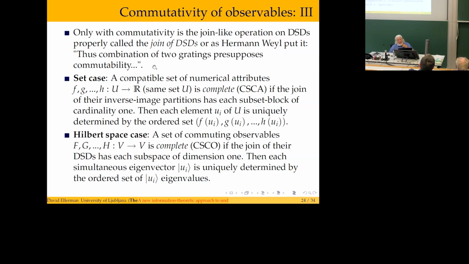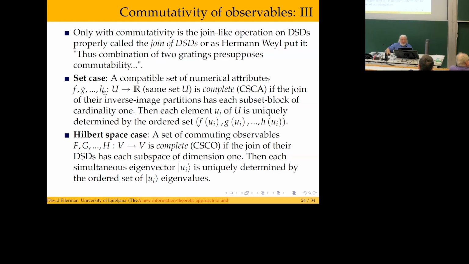And so this operation, which I said is join-like, is not an actual join unless they commute, because it doesn't span the whole space. As Weil said, the combination of two gradients, Weil's language for direct sum decompositions, presupposes commutability, which is correct. Because then you have a real join, because all those subspaces span the whole space. Now we get the set version and we get the Hilbert space version.